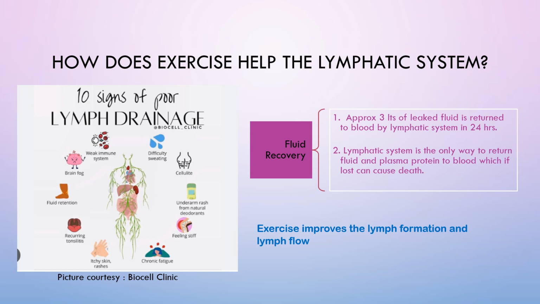Then we also saw that lymph helps in fluid recovery. So important thing to note here is that within 24 hours, almost 3 liters of leaked fluid is returned to the blood. If we were to lose this 3 liters of fluid just because of the leakage, then that would cause severe dehydration and it can also lead to death. So the lymphatic system is the only way to return the fluid and plasma protein back to the blood. Okay, and exercise helps to improve the lymph formation and also the lymph flow.